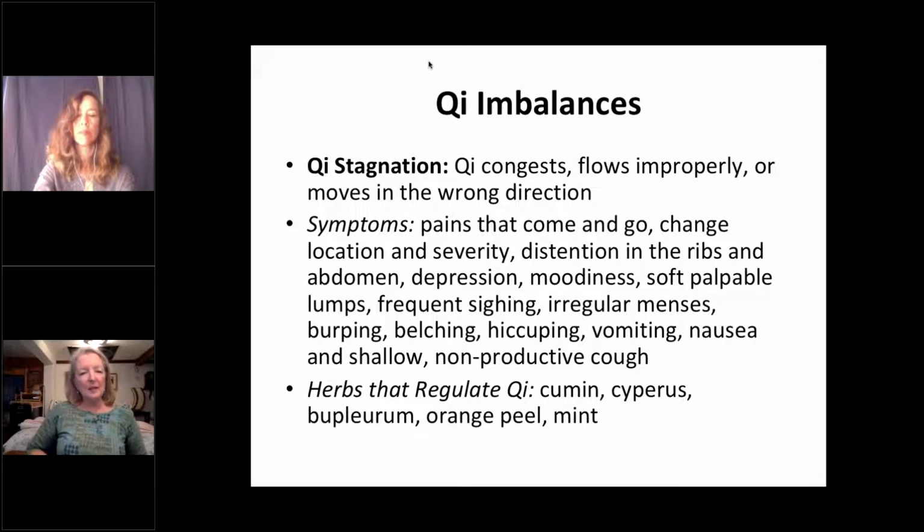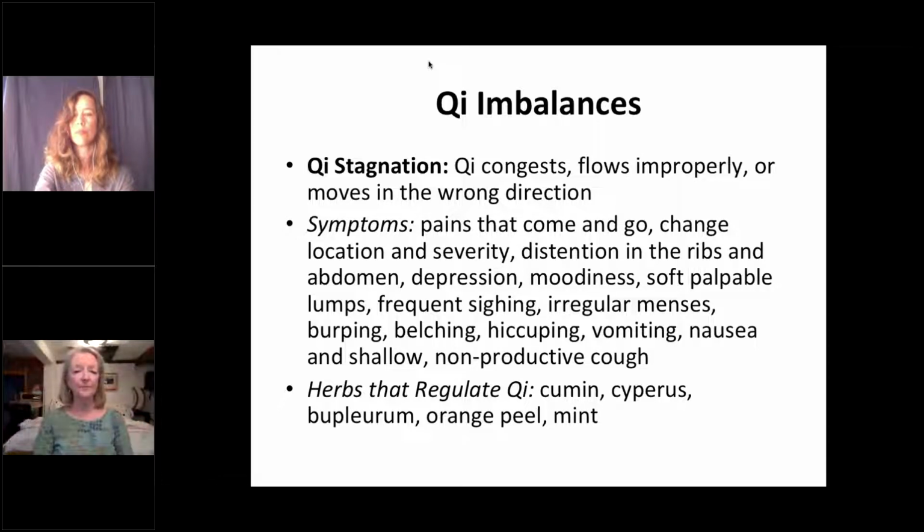You can have distension in the ribs and abdomen. Depression and mood swings very often come under this category. And so using herbs that move and smooth the qi can help take care of depression and get off antidepressants. I've seen that many, many times. Not severe depression, but feel. And if you use herbs that move this qi stagnation, they can go away fairly quickly.